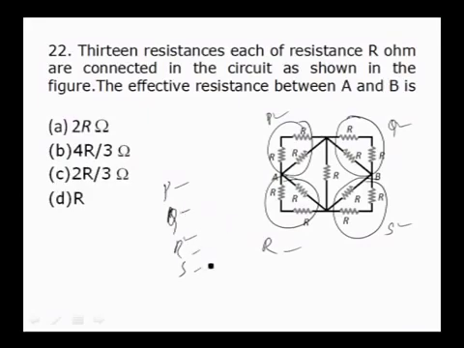It means that the potential at this point and the potential at this point are the same. The current through this resistor is 0, so you ignore this resistor. These two are in parallel. These two are in parallel. R and R are in parallel, which becomes R by 2. Then this 2R and R in parallel.